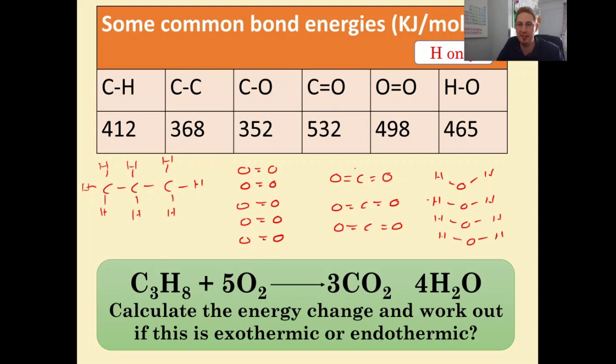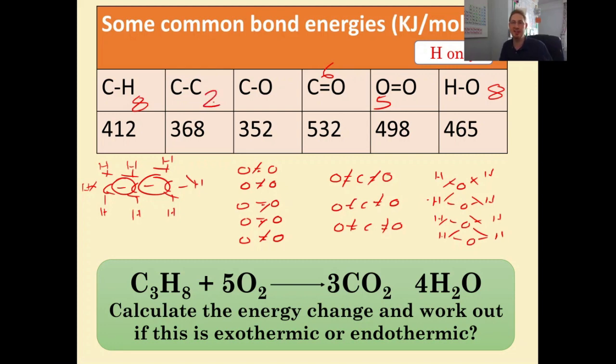Okay, on the right hand side, 3CO2. 1, 2, 3, 4, 5, 6 of these on the right hand side. 1, 2, 3, 4, 5, 6, 7, 8 OH bonds. On the left hand side we've got 1, 2, 3, 4, 5, 6, 7, 8 CH bonds and 1, 2, 3, 4, 5 OO bonds. Oh, but look, there's 2 bonds I haven't accounted for, which you might have forgotten if you didn't draw it out. I've also got 2 CC bonds on the left hand side.